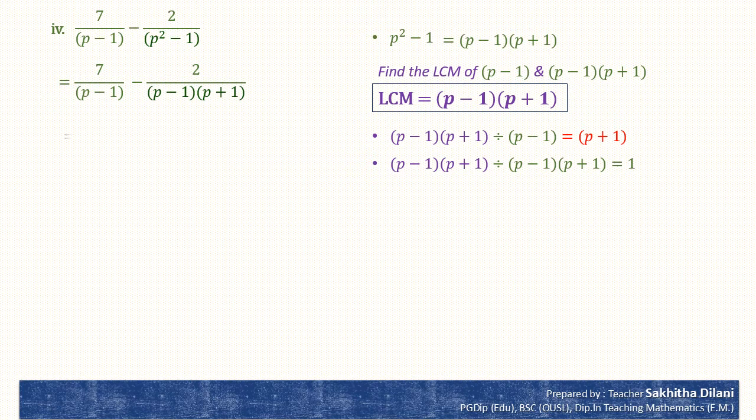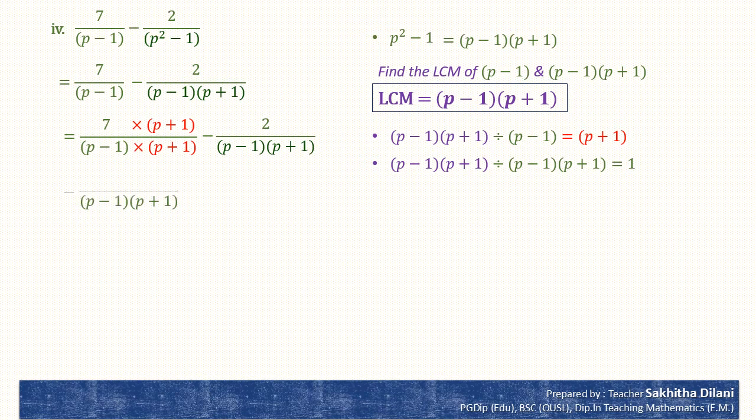Multiply the first fraction by p plus 1. Then 7 into p plus 1 over p minus 1 into p plus 1. The second fraction should be multiplied by 1, but it is not needed. Hence, we write it as it is. Now you can see that the denominators are equal. So, you can simplify the numerators. 7 into p plus 1 minus 2.